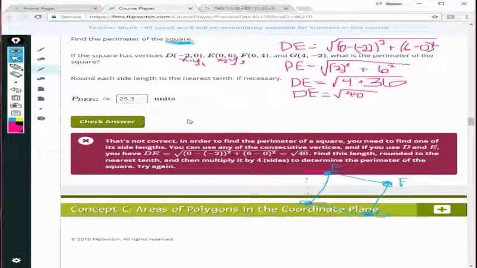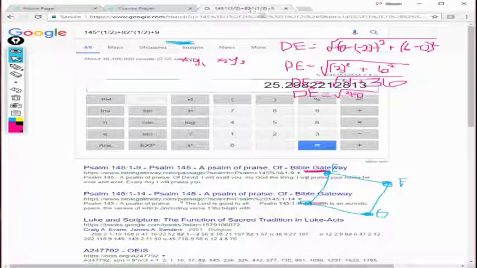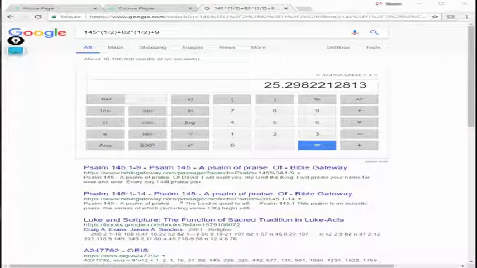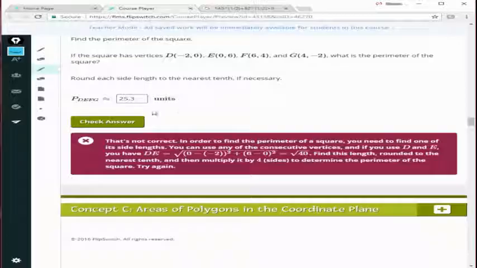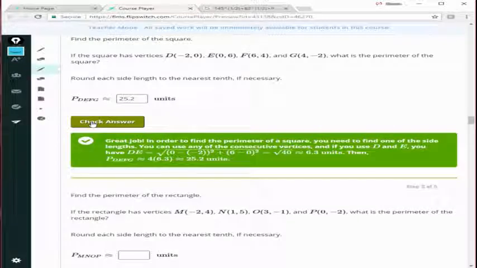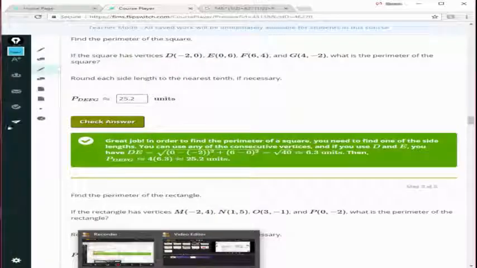Okay, so I did end up with a square root of 40. Before we multiply it by 4, they want us to round. So 6.3, 6.3, it's going to be 25.2. There we go. So it wanted us to round the side length first and then add them up.